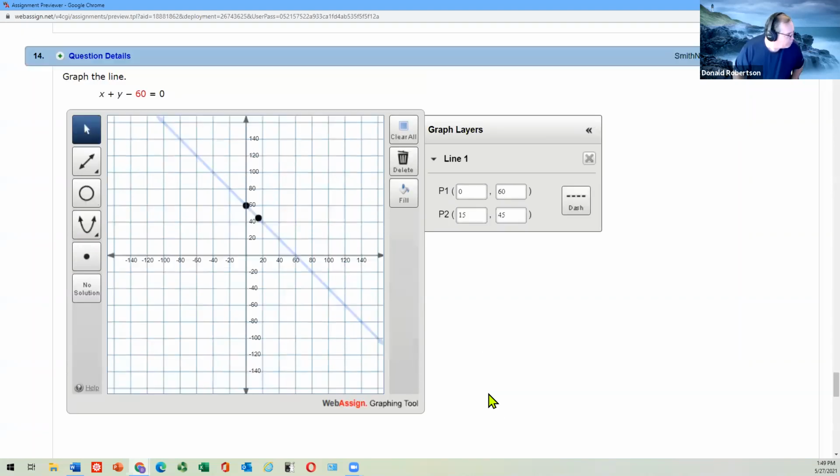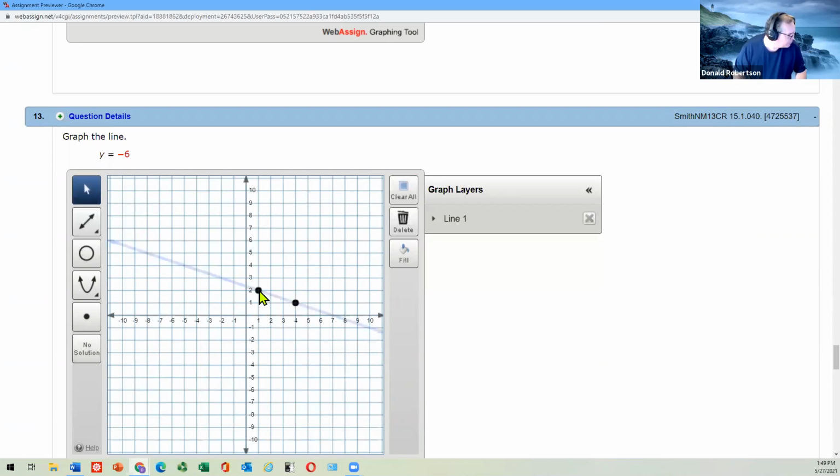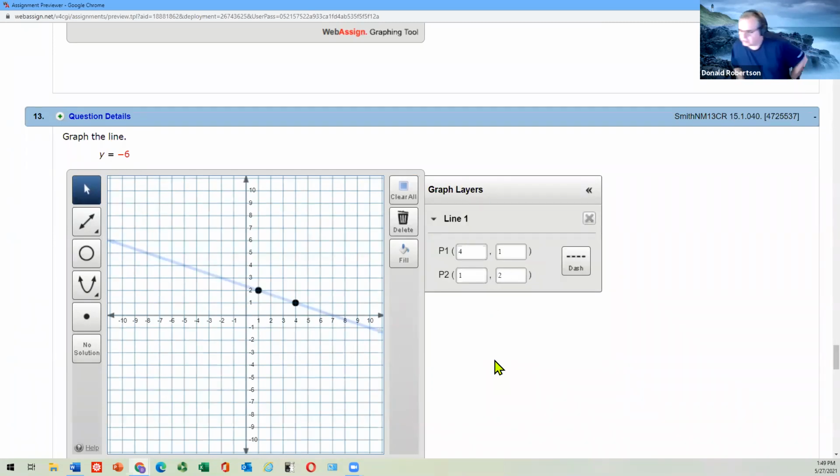How about one of the more standard ones? You want 4, 1. That's my first point. This is question 11. Then I want 1, 2. There we go. I'm pretty sure I did it right, but just check. Yep. And you're done.